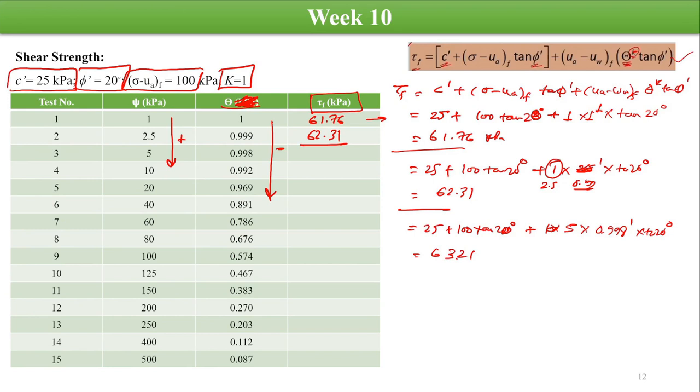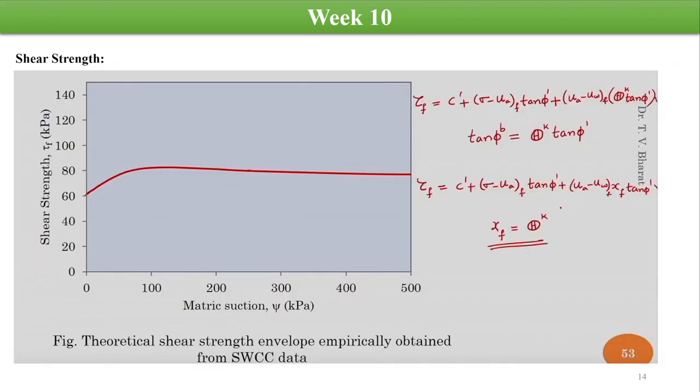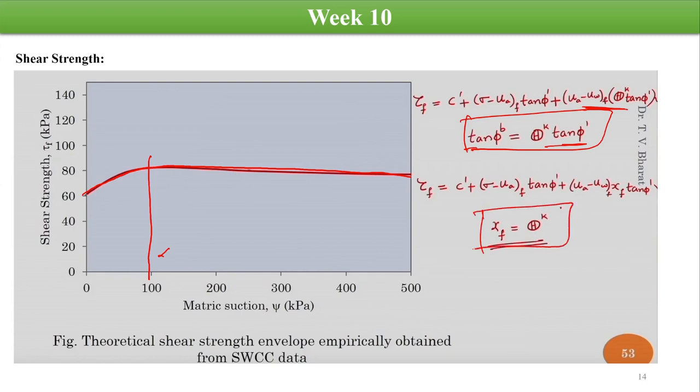So this type of observation is obtained, that the tau f value will first increase and it will almost become constant at higher matrix section values, right? If we compare the Fredholm formula and this formula, then we'll obtain that tan phi b is equal to theta to the power k tan phi dash, right? And if we compare with Bishop's, then it will be equal to xi f is equal to theta to the power k.